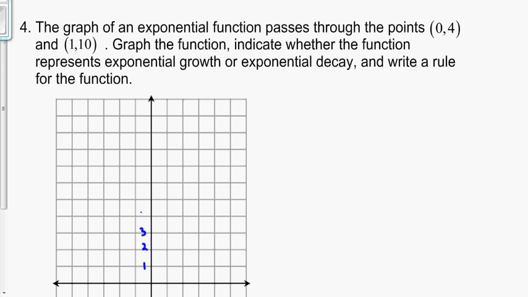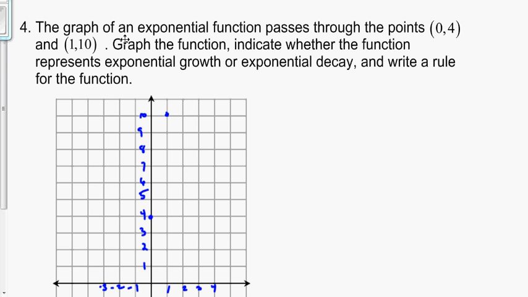So the fact that we are told in this problem that it's exponential is very important. If we weren't told that, we would need some other information about whether this is exponential, linear, or even something else. So I will start by plotting those points. We have 0, 4, and 1, 10.